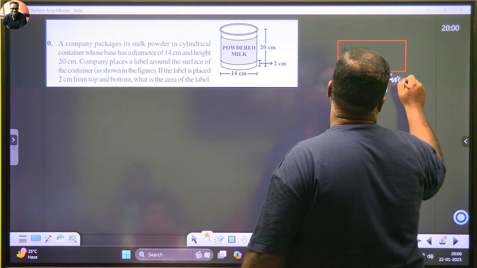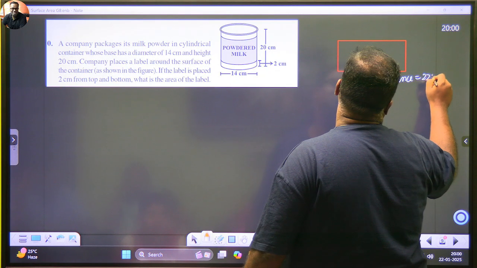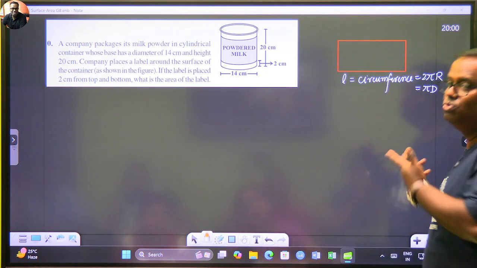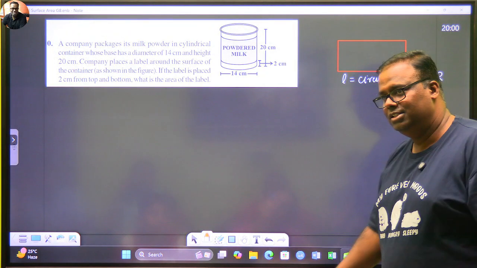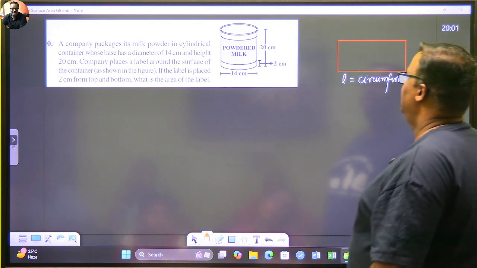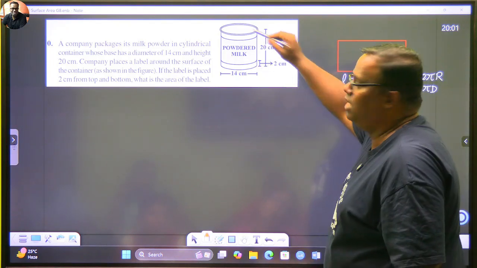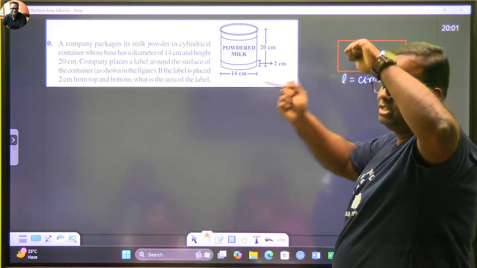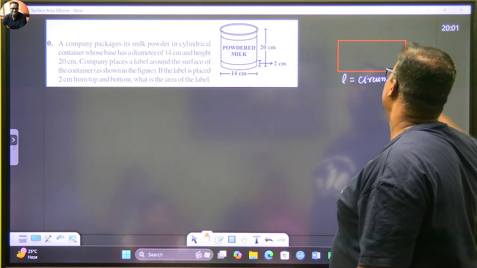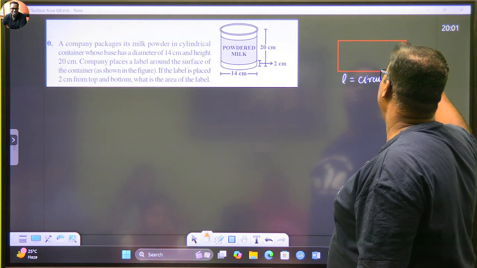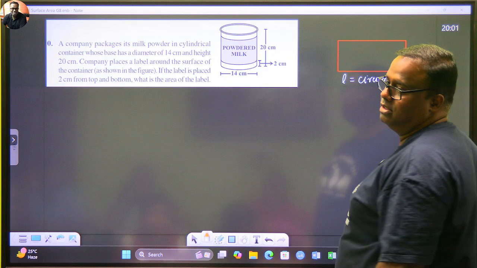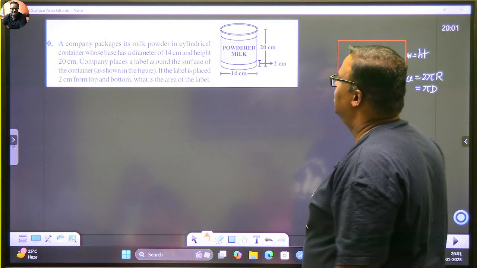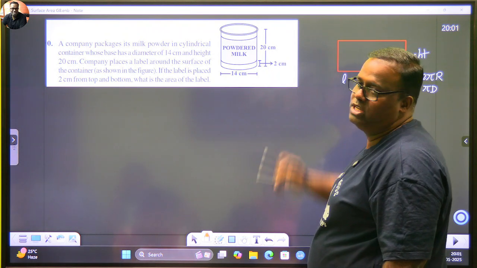Yes, the length should be the circumference. Understood? That means the length should also be equal to 2 pi r. And if the diameter is given to you, it should be pi d because 2r is d. समझ में आया इतना? अच्छा. And if no gap was left, जैसे कि आपके टेनिस बॉल के पैकेजिंग होती है ना, no gap is left, then what is the width equal to? The height of a cylinder. Have you understood? But in our case, company is leaving a margin of 2 centimeters.